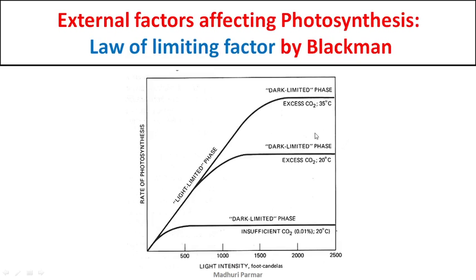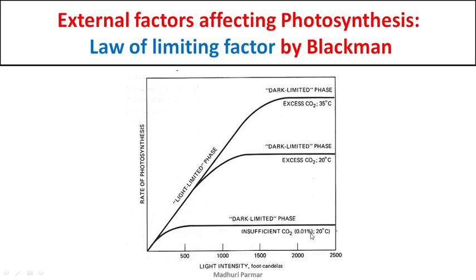Let us understand this with a graph. I know this is a little more detailed, but just stay with me. You will be able to understand very well. On the x-axis is your light intensity. It is given in foot candle hours: 500, 1000, 1500, 2000, 2500. The unit is not important for us. Just remember, on the x-axis you have light intensity. On the y-axis you have the rate of photosynthesis. Let us see it now. Now let us say the first scenario, scenario number 1.